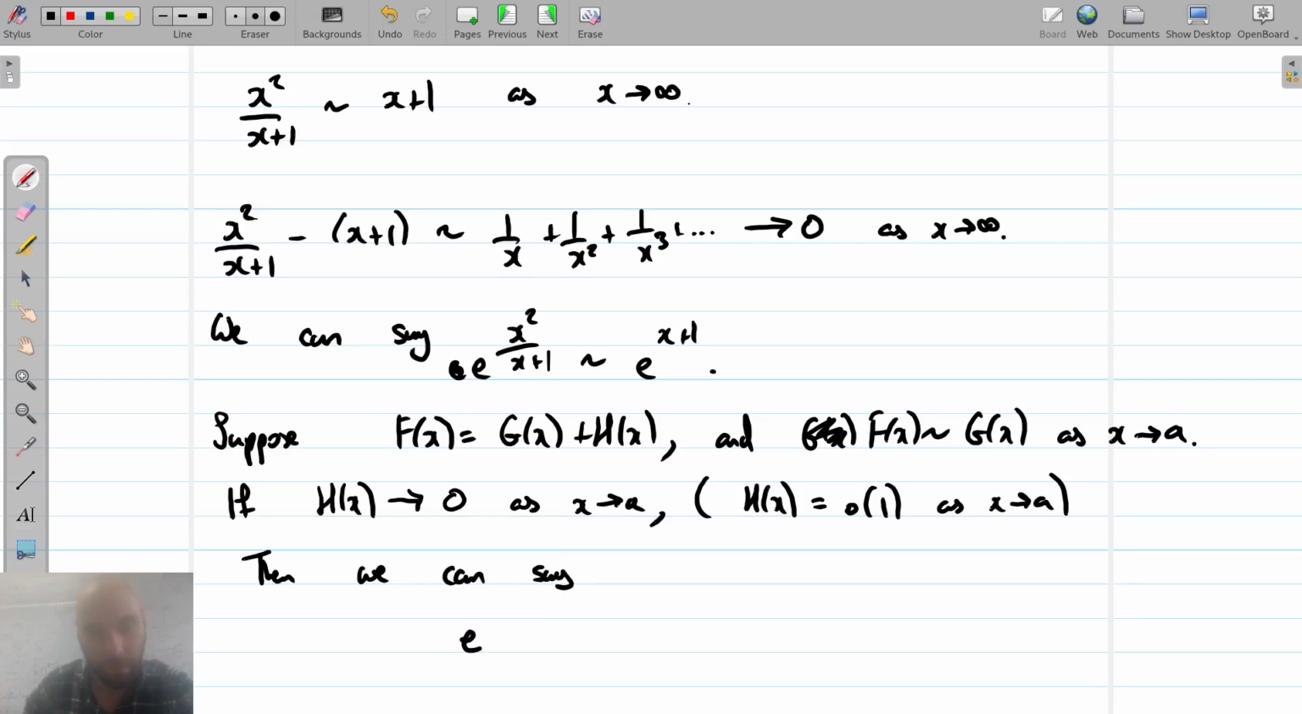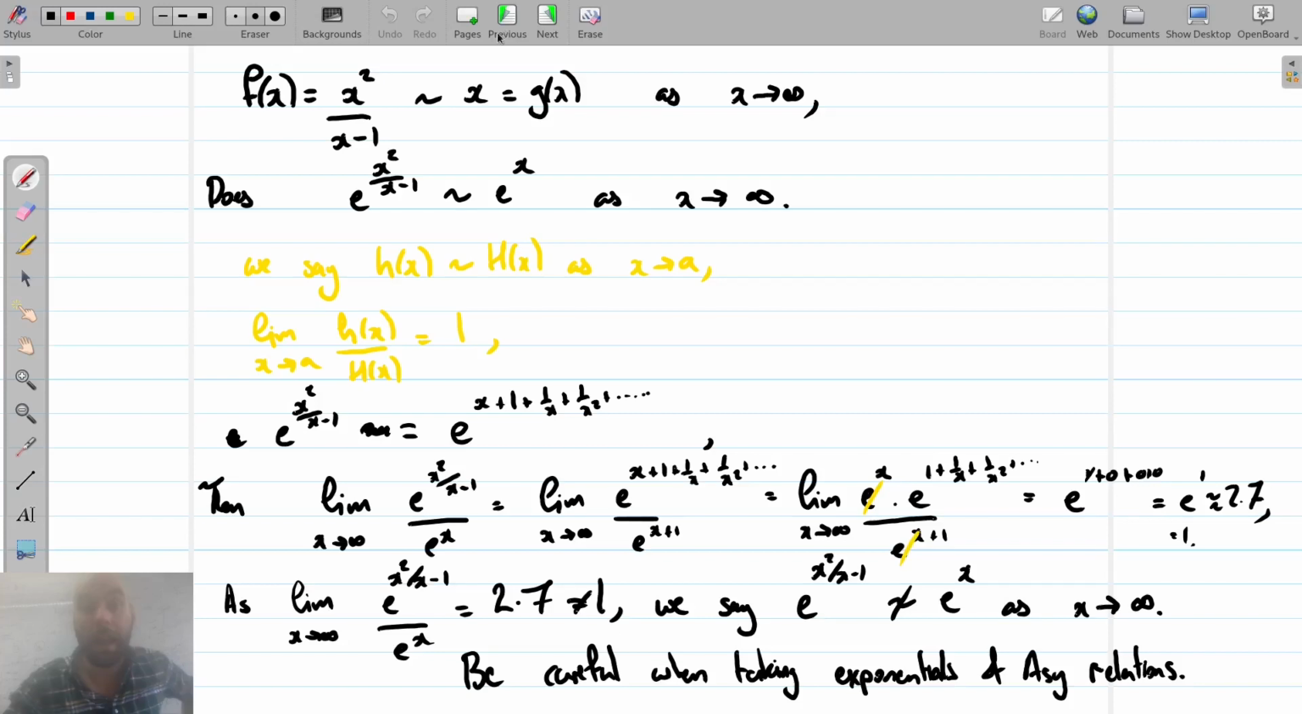Then we can say e to the f of x twiddles e to the g of x as x tends to a. And later on we're going to do something when we're looking at some waves, something in mechanics called the WKB method, and this is going to be very important then. But the moral of this story is we should be careful when taking exponents of asymptotic relations. It's not impossible, we just need to think about it first. Okay, that ends this video.